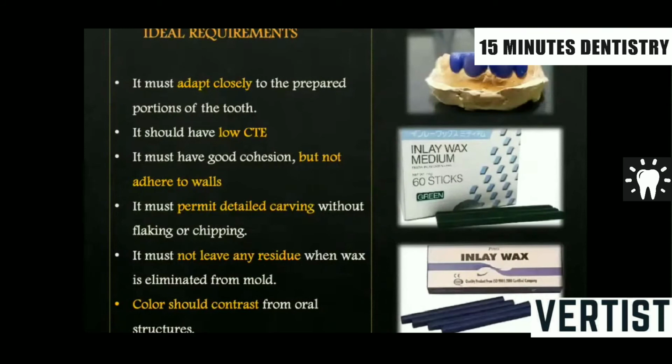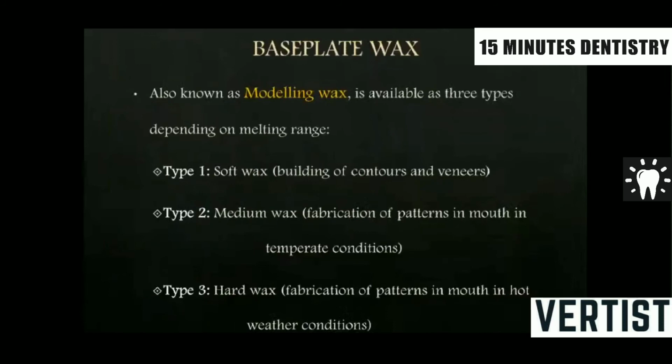It should not adhere to the wall. You should be able to carve it properly, and while casting it should not leave any residue in the mold. Also, the color should be dark so that you can have a good contrast. Like here you are seeing between the cast and the pattern that is made, there is a good contrast so that we can see the margins properly.